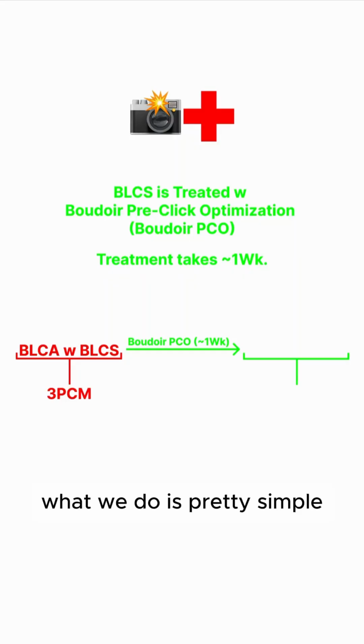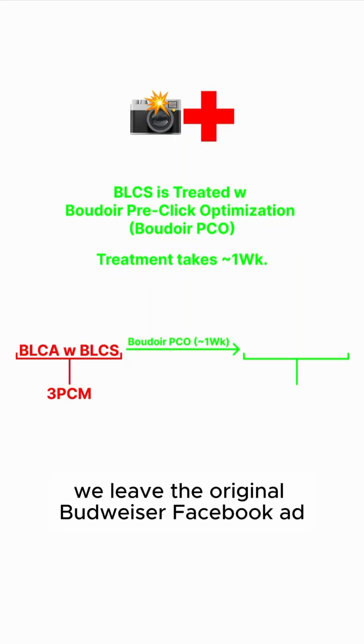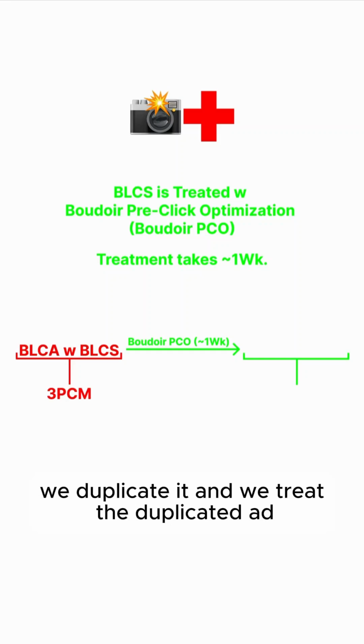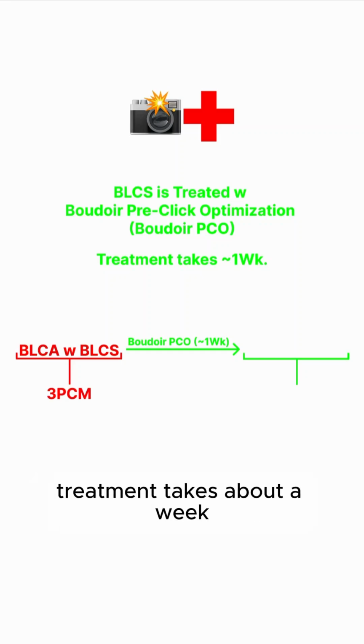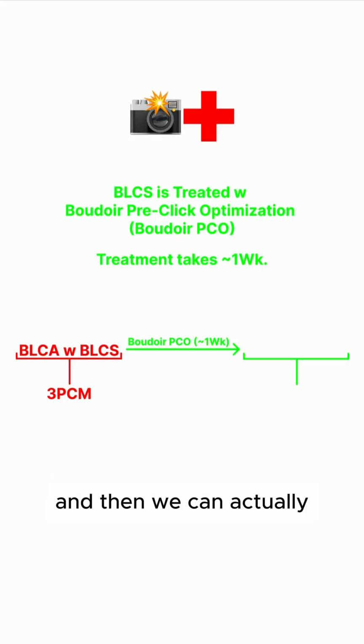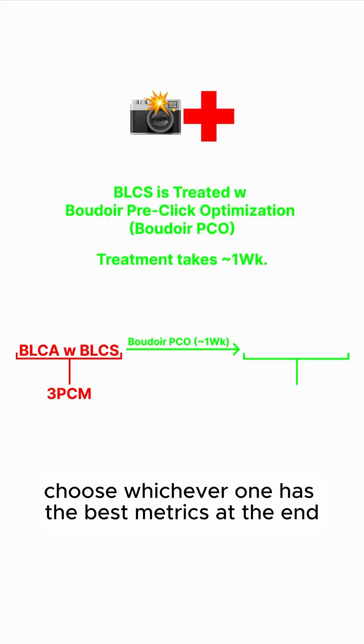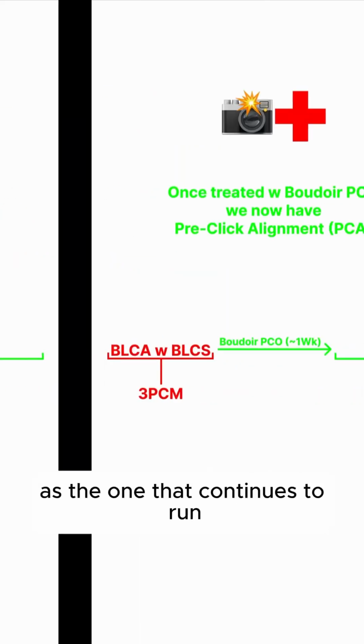What we do is pretty simple. We leave the original Boudoir Facebook ad, we duplicate it, and we treat the duplicated ad, leaving the original untouched. Treatment takes about a week, and then we can choose whichever one has the best metrics at the end as the one that continues to run.